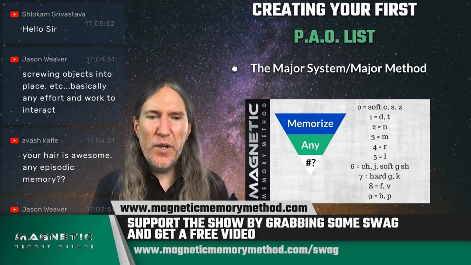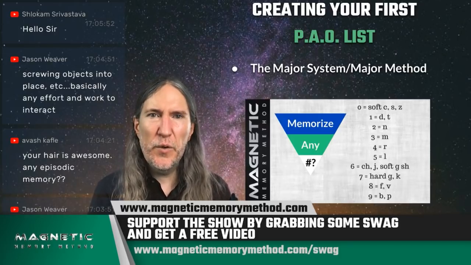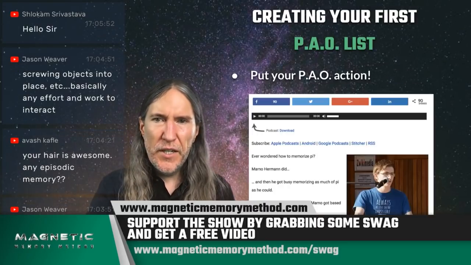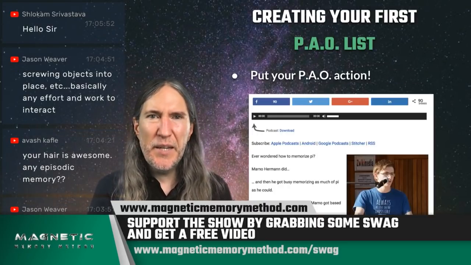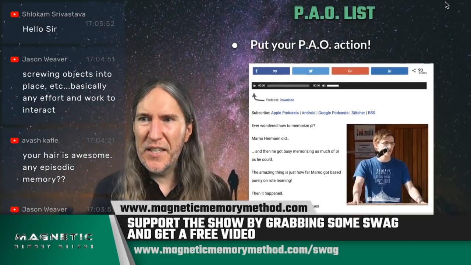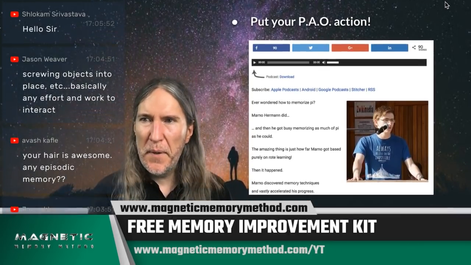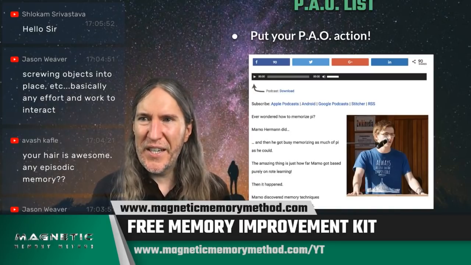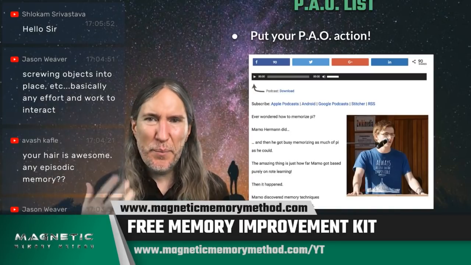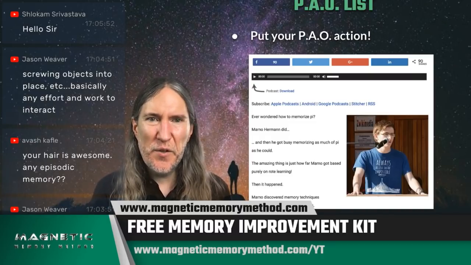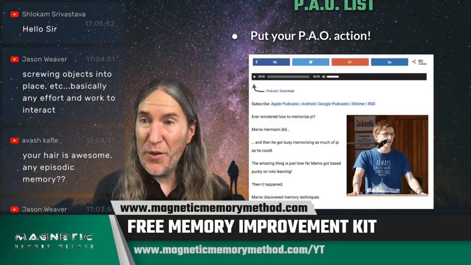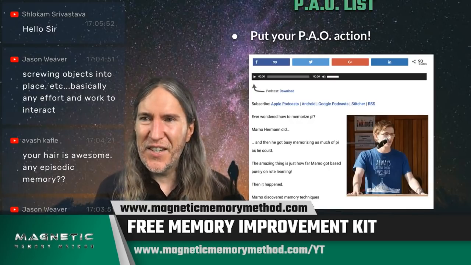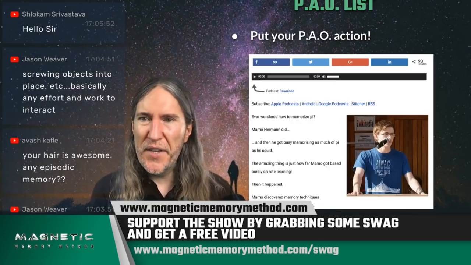Welcome. All right, so let's look at some examples of PAO in action. I already talked about some people, but here's Marno Herman. He was on the Magnetic Memory Method podcast. He did 1,200 digits of pi. So congrats to Marno for that. That was really, really exciting. If you haven't heard this episode, please do listen to Marno talk about 1,200 digits. He used rote learning in the beginning, and then he switched to the Magnetic Memory Method, and things got a lot faster and easier for him thereafter.